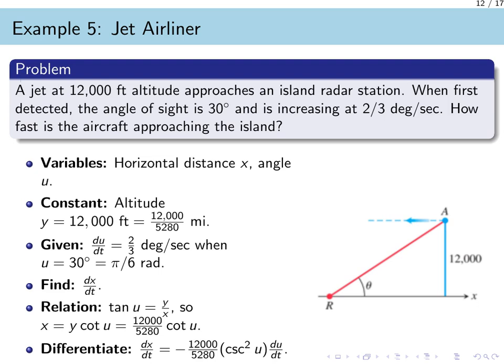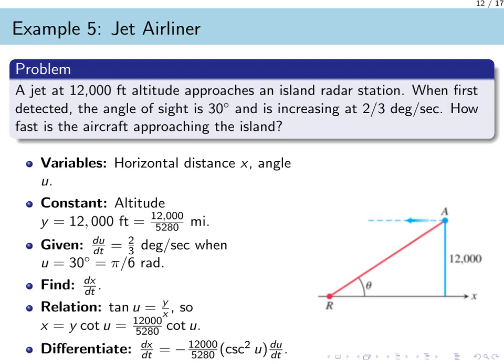Now let us apply our related rates method to a classic problem involving the speed of a jet airliner. We have an aircraft flying at a constant altitude of 12,000 feet, tracked by a radar station on an island. This setup forms a right triangle where the horizontal distance, which we call x, and the radar's angle of elevation, u, are both changing over time.